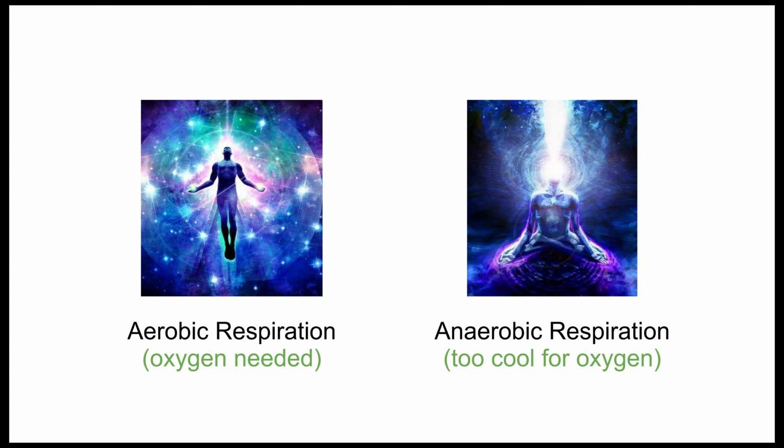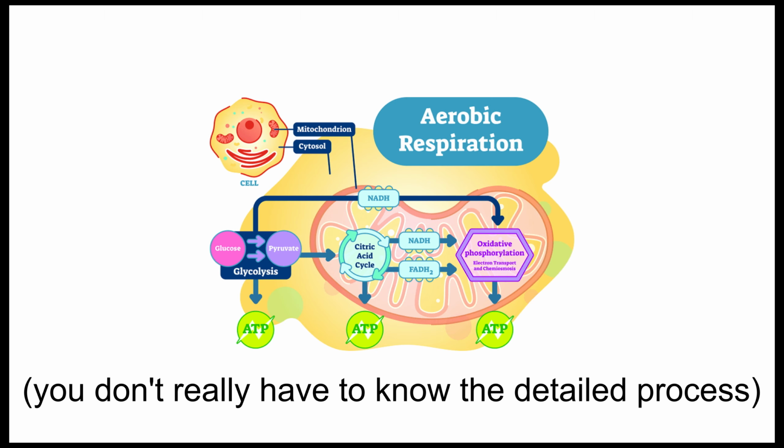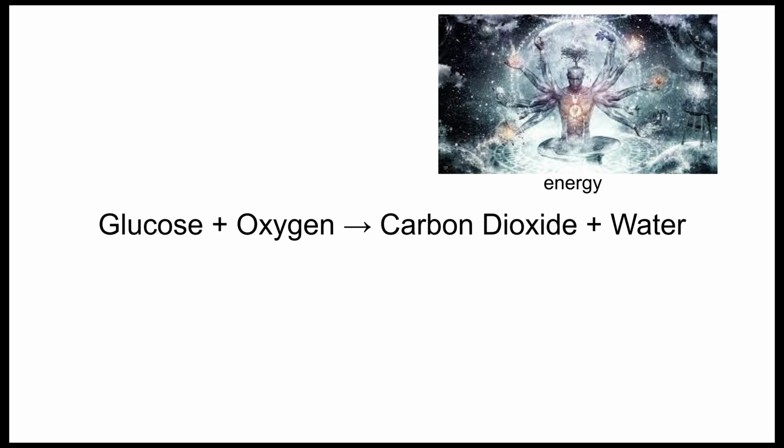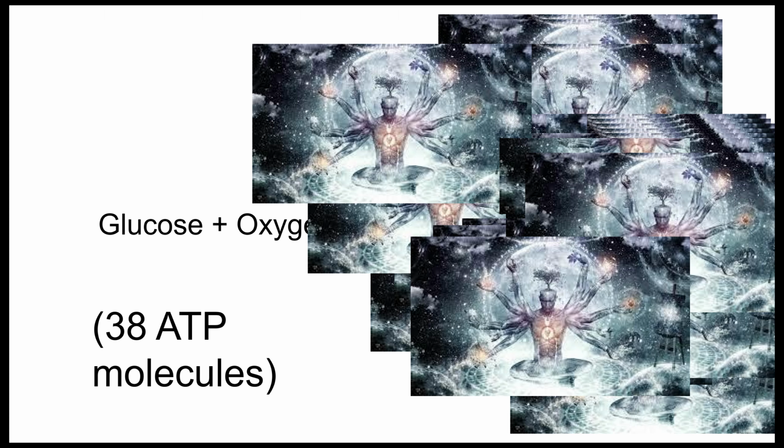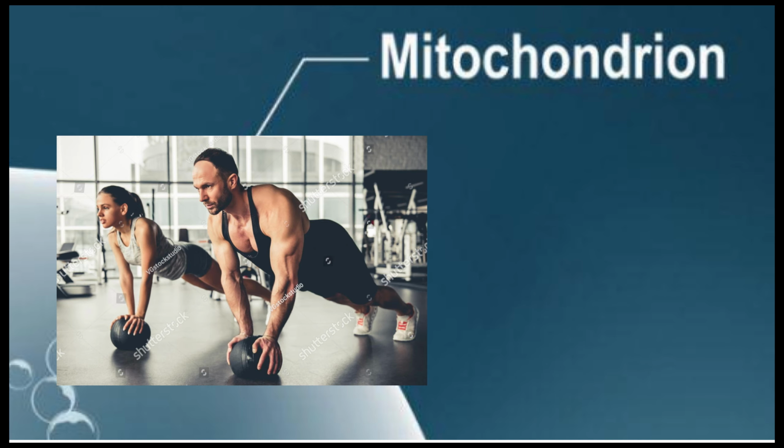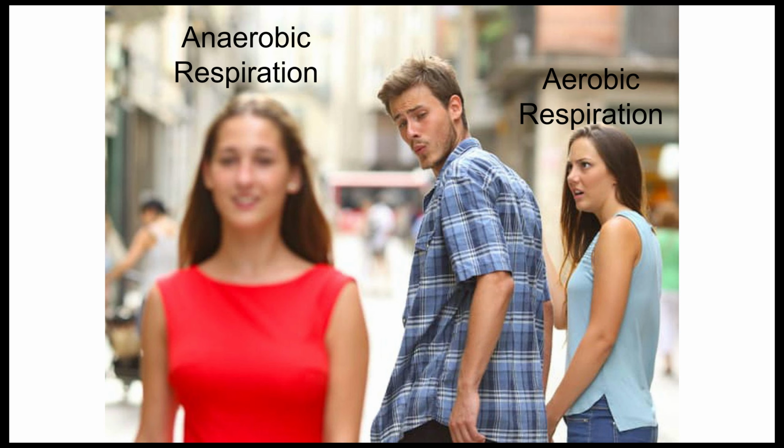Aerobic respiration uses oxygen. Our body combines glucose with oxygen to create carbon dioxide and water. This process generates energy and about 38 ATP molecules are released. This process usually takes place inside the mitochondria, the powerhouse of the cell. But our body has a second option.